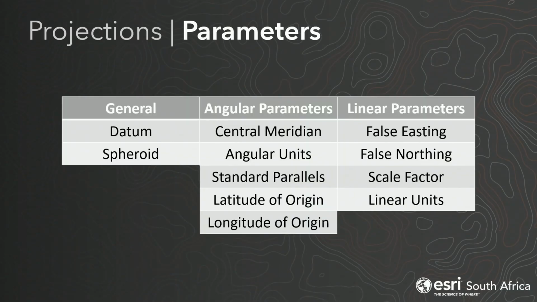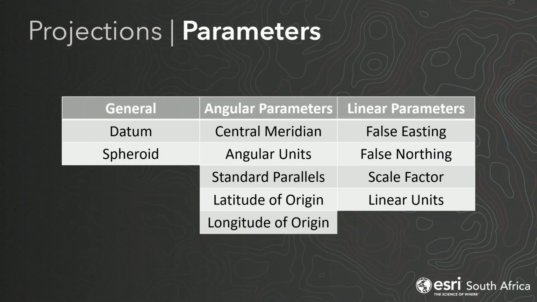And so there are a couple of things we need to take into account: central meridian, longitude of origin, latitude of origin. These are the concepts of what a projection is. Everything you see on the screen at the moment defines a projection. And then some of the linear parameters are, what's our scale factor? What are our units? Are we using meters, feet, etc.? And are we doing a false easting or a false northing?